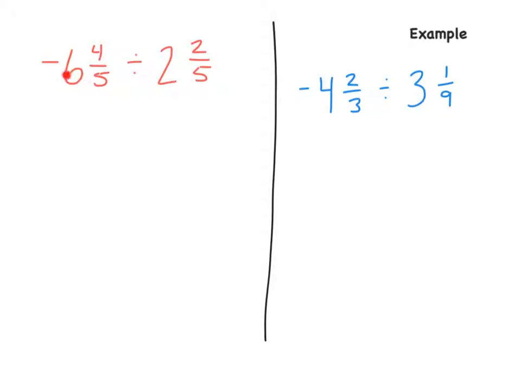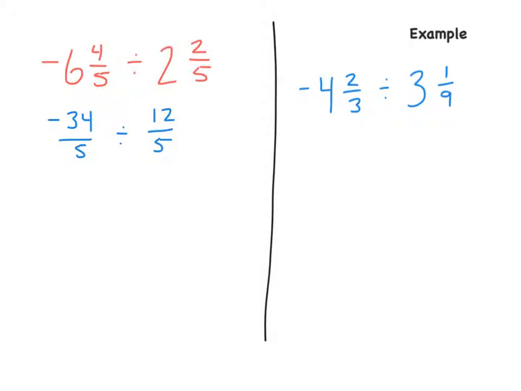So 5 times 6 is 30. 30 plus 4 is 34. So we will have -34/5 divided by, now we need to change 2 and 2/5 into an improper fraction. 5 times 2 is 10. 10 plus 2 is 12. So now we've changed -6 and 4/5 and 2 and 2/5 into improper fractions.